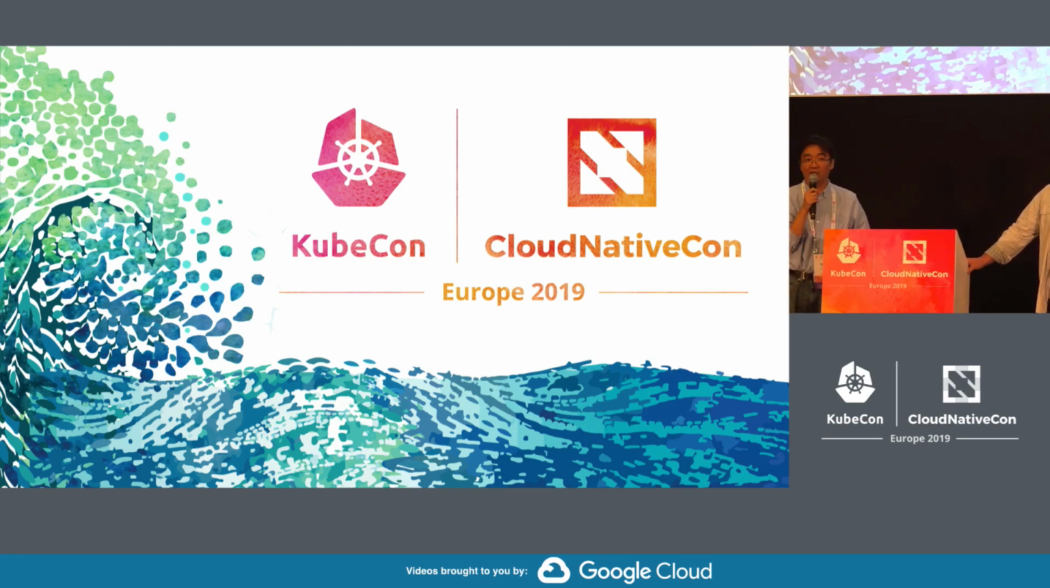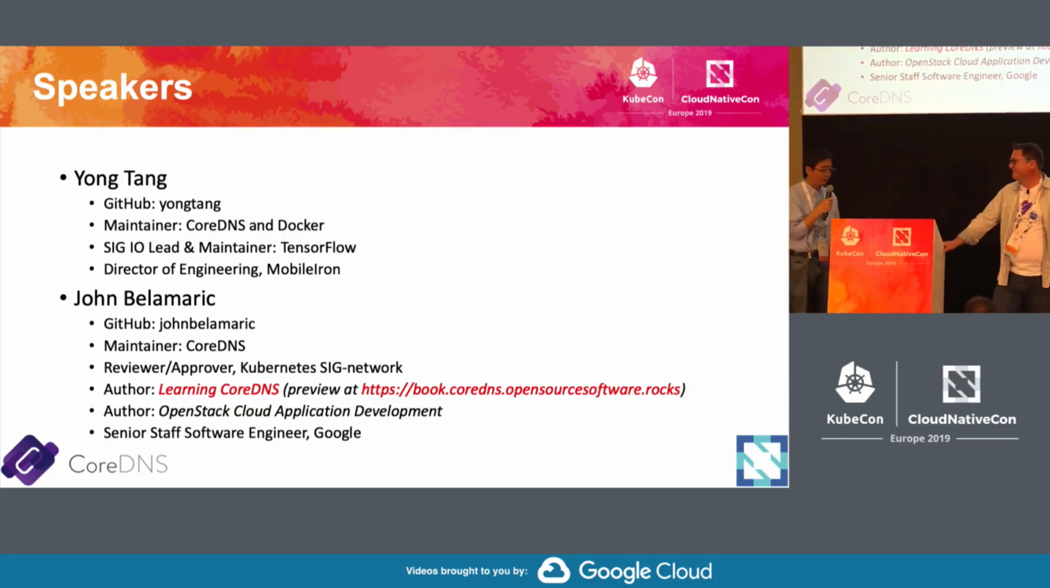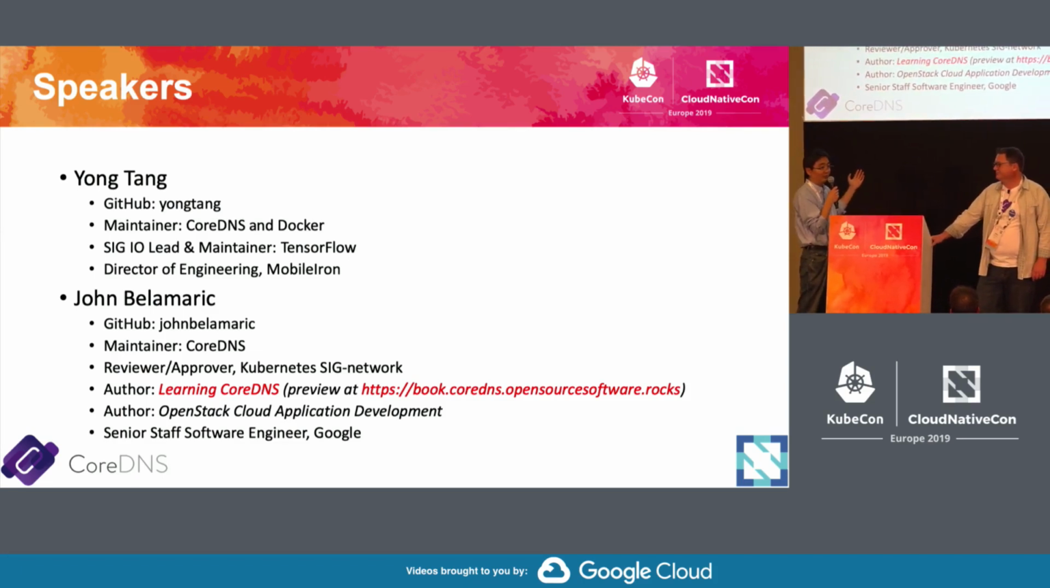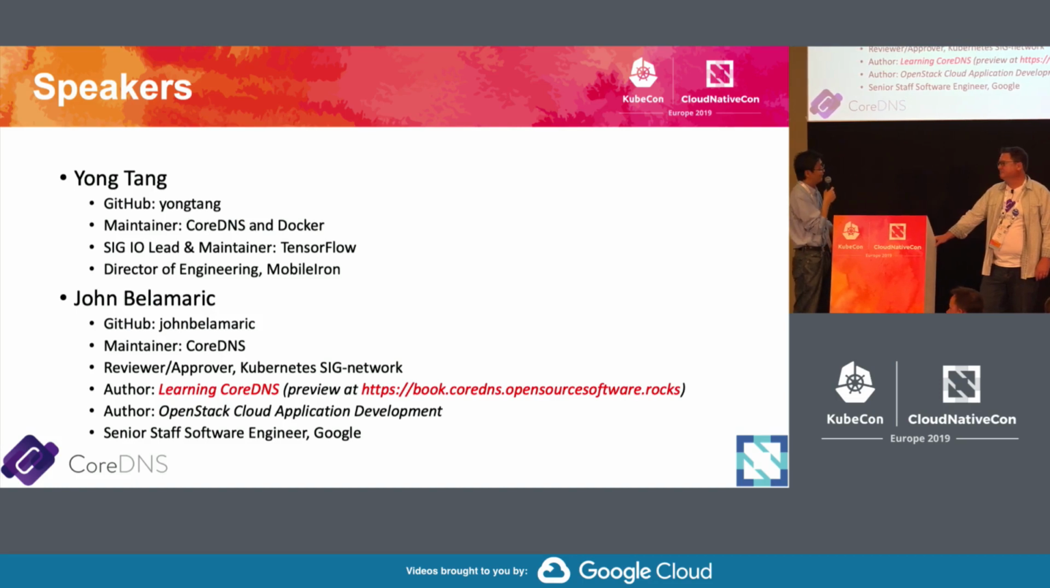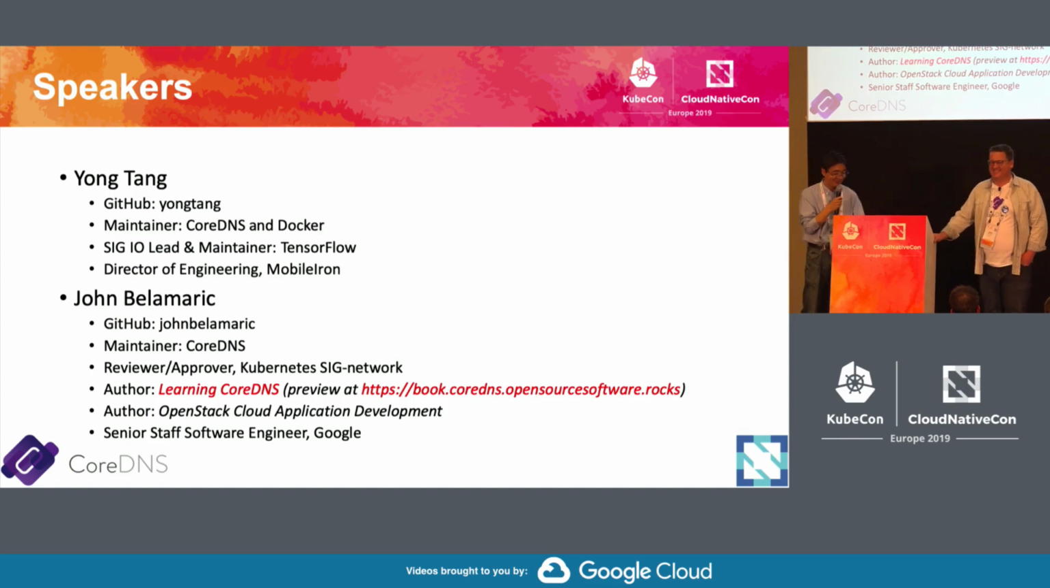My name is Yong Tang. I'm a maintainer of the CoreDNS project. This is John Belamaric. He is also a CoreDNS project maintainer. By the way, just to briefly introduce John, he is also the author of a couple of books, and one of the books is an introduction to learning CoreDNS, and this book is currently in preview. So if you have any interest, you can browse through the book online. You can see a couple of chapters are available. That's a good thing.